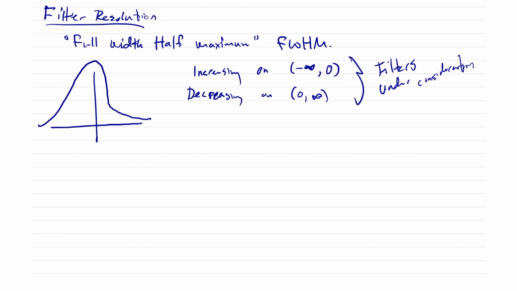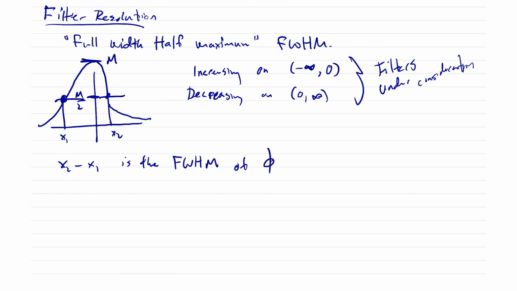So basically what we're going to be doing is taking a look at those points where, say, if this is the maximum value m, and this is m over 2, we're going to be looking at these points here and here, say x1 and x2. The distance between these two, x2 minus x1, is called the full width half maximum of, say, phi. And so this is what we'll call phi.